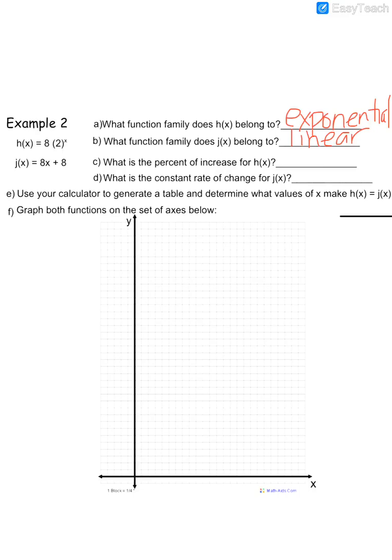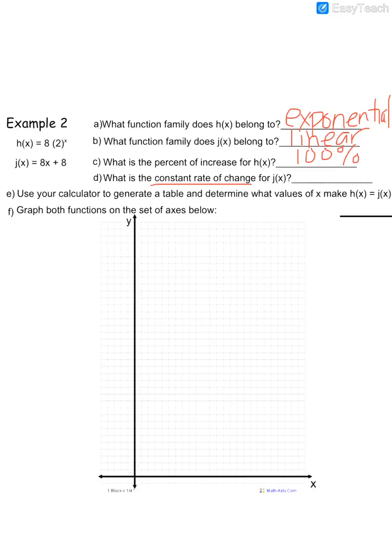Because it has a 2 there. So it's basically 1 plus 1. We're actually going to learn that more when we do exponential growth and decay, which we haven't done. So I'm not going to make such a big stink about this question yet, because you're going to learn a lot more about that. What is the constant rate of change for j of x?